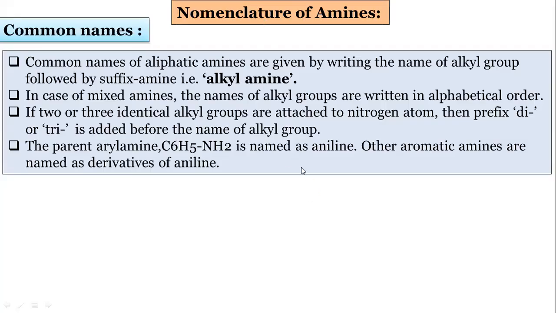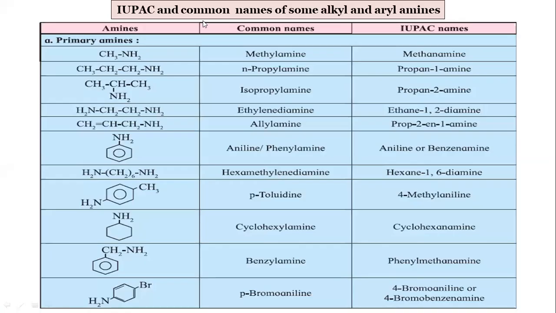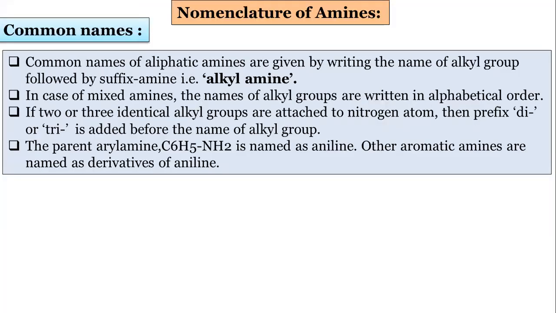Now I am coming to the common names and IUPAC names. With this chart, we will get the clarification. First, I will explain what is meant by common names. In the case of common names of aliphatic amines, we have to write the name of the alkyl group followed by the suffix amine.